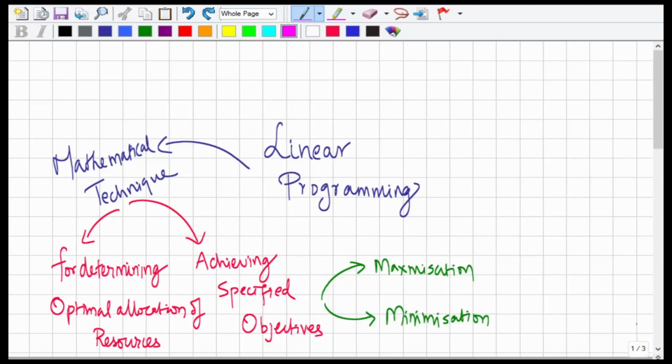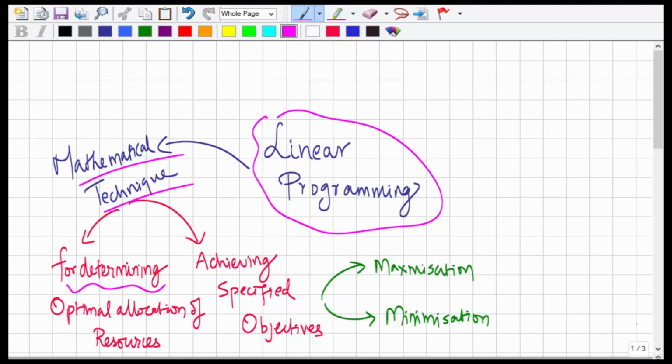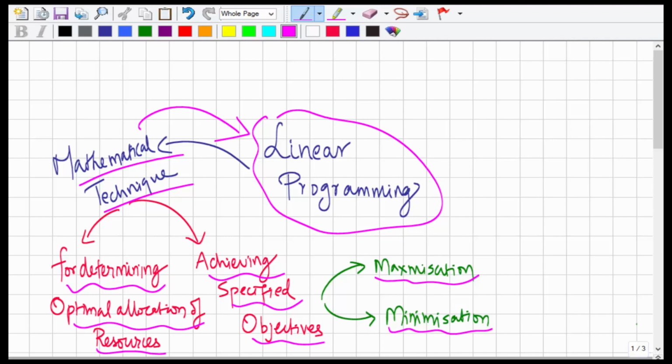Let us understand what is linear programming. Linear programming is basically a mathematical technique which is used for determining optimal allocation of resources when you want to achieve specified objectives. So your objective can be either a maximization objective or a minimization objective. So when you have an objective and if you want to achieve that objective, you have to allocate your resources in an optimal way. For that you have a mathematical technique, and that mathematical technique is linear programming.